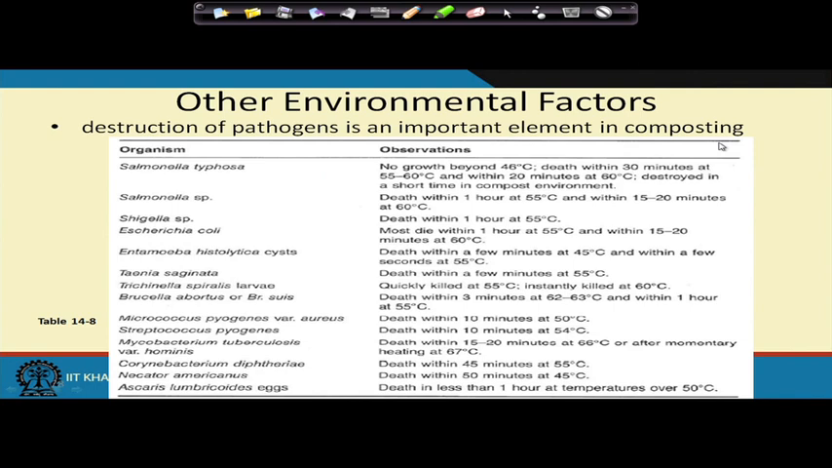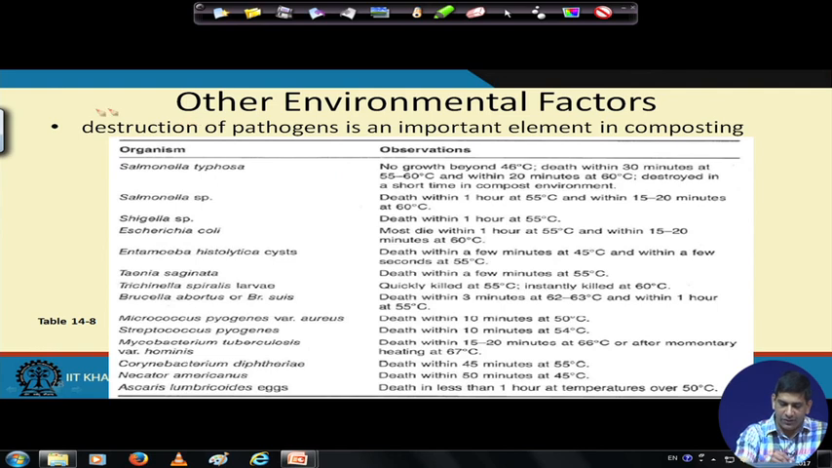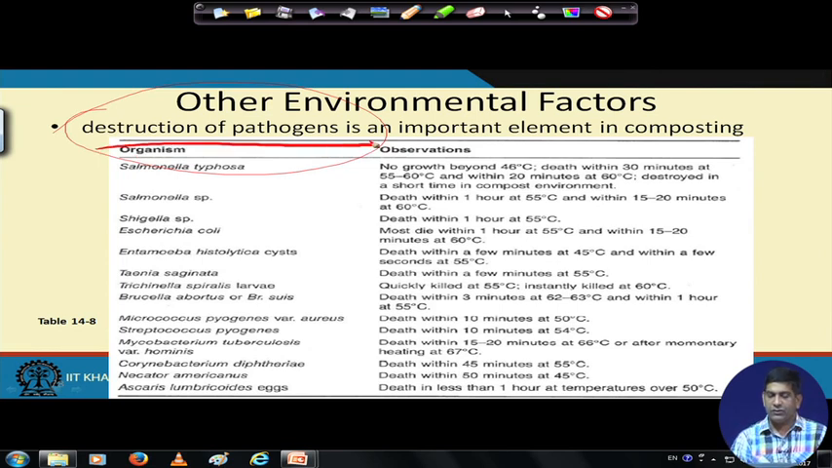Those are the other factors. Then, you don't have to try to memorize things from this particular table. I'm not going to ask any memorization kind of questions from this table. But the bottom line that you need to get out of this is that we have to destroy the pathogens. Destruction of pathogens is an important element in composting. We have to destroy these pathogens, and how do we do that?